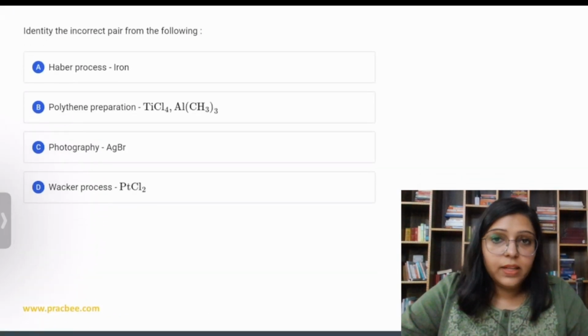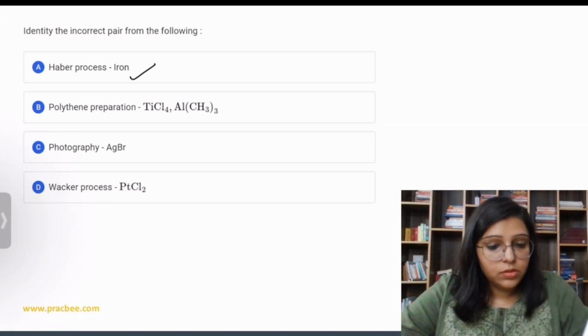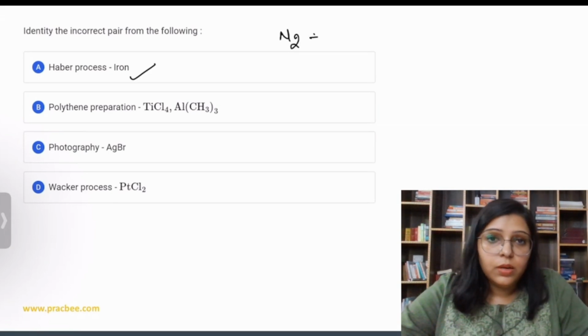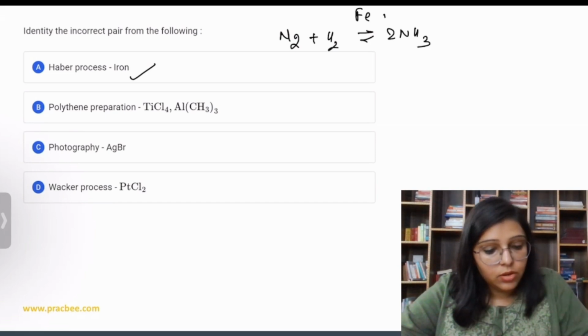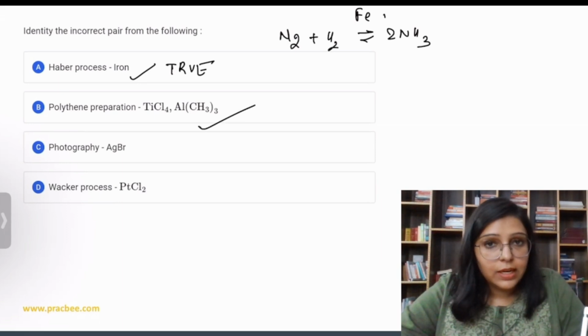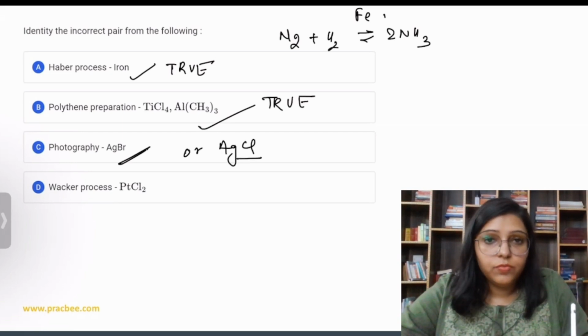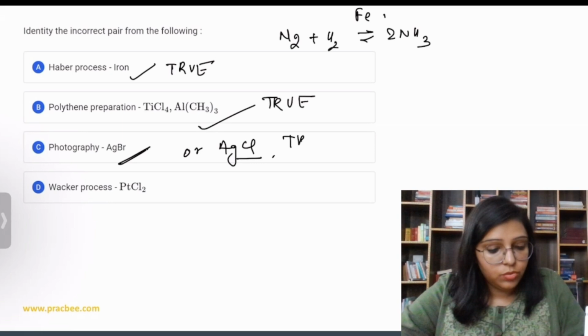Okay, now let's do the next question. Identify the incorrect pair. The Haber process is correct: N2 plus H2 gives 2NH3, and we use iron as a catalyst. So this is true. Polyethylene preparation was already discussed; we use the Ziegler-Natta catalyst. That is true. Photography: AgBr or AgCl can be used in photography. So this is also true.